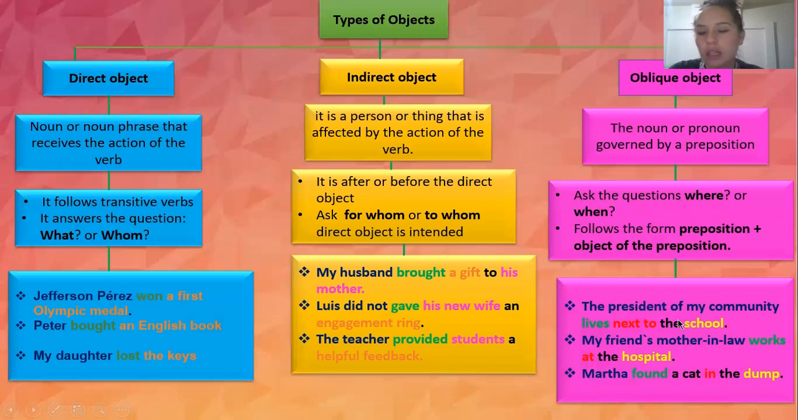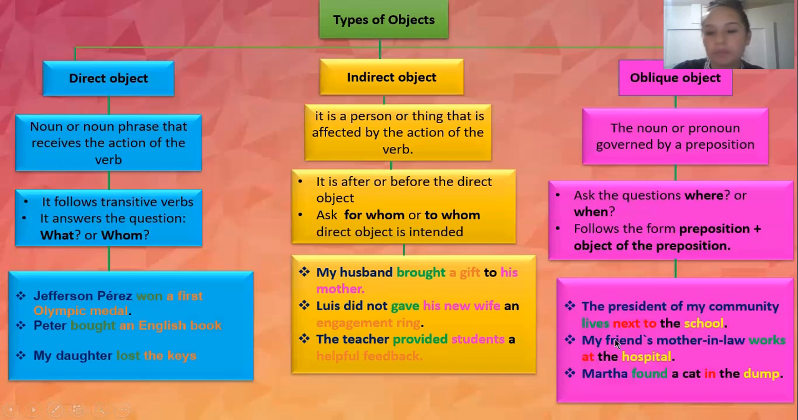In this case, we have to find the preposition first of all. What is the preposition in this sentence? This is next to. Now, if we follow the form preposition plus object of the preposition, this word school, this noun, is an oblique object.